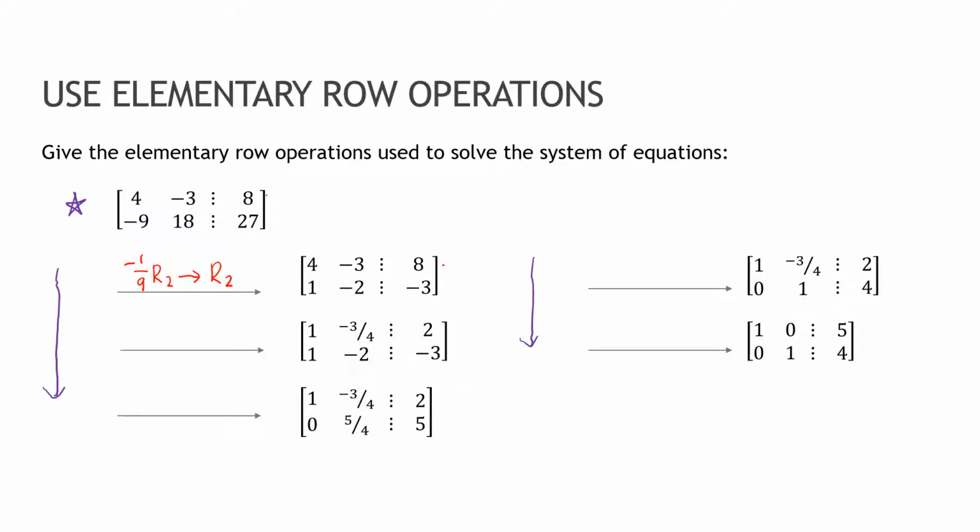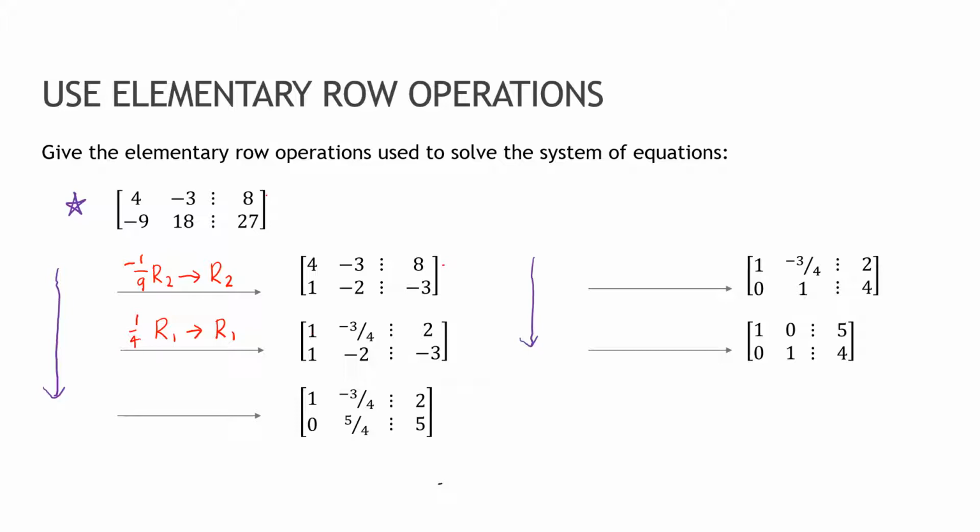in that first position. In my second one, it looks like my row 2 remained exactly the same, but row 1, something happened to it. So let's see what happened. It looks like I divided everything by 4, because 4 divided by 4 is 1, -3 divided by 4 is -3/4, etc. So I'm going to take 1/4 of row 1 to be my new row 1.